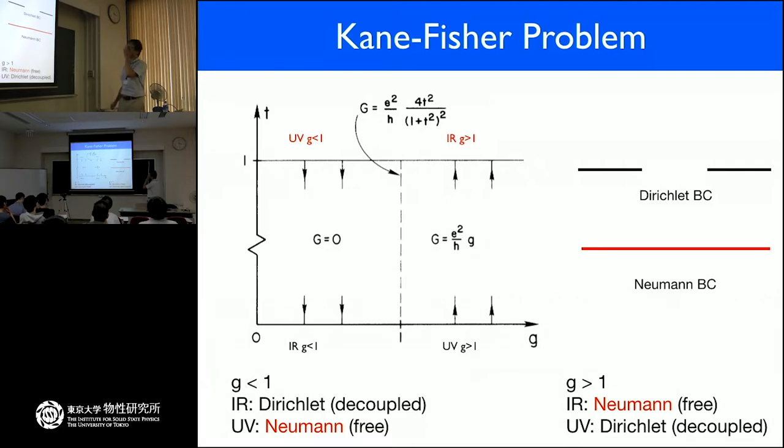So the first example I'm going to show you is how we revisit this famous Kane-Fisher problem. So this is the schematic RG flow diagram of this problem. Remember, you have two Luttinger liquids with a weak link. We can define the UV limit, because it flows to here. When G, this Luttinger parameter, is less than one, you start with a weak link, but it flows to zero, because then the tunneling becomes irrelevant. But when you have G larger than 1, then it flows to this healed boundary condition. And in boundary CFT lingo, these correspond to different boundary conditions.